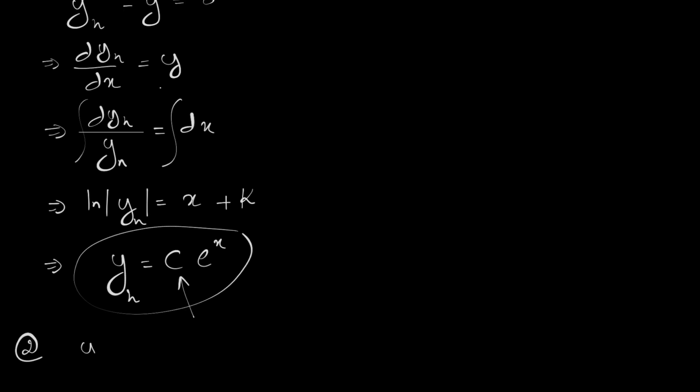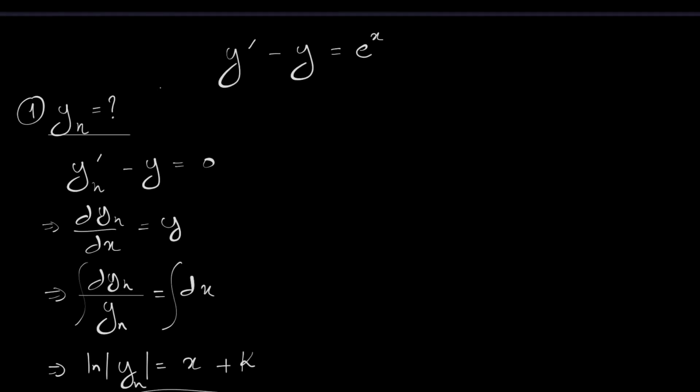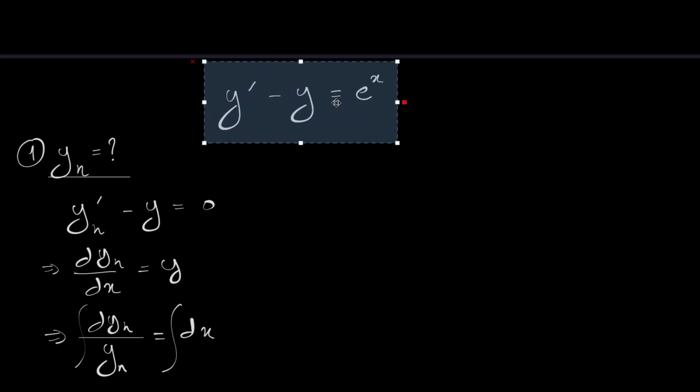Step number 2 is to find the particular solution. We know that the particular solution is c of x times exponential of x. Here c becomes a function. Y prime equals c prime of x exponential of x plus exponential of x times c of x. We take our equation.